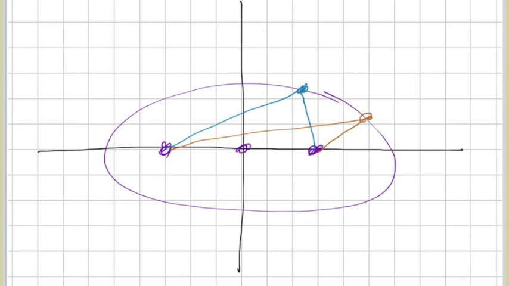Okay? So if you take a string that has some slack in it and tape it down in two spots, stick a pen in it and draw around, you're going to get an ellipse that way. Okay? So an ellipse is kind of like a stretched out circle.